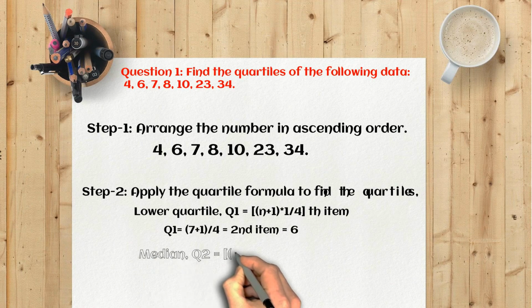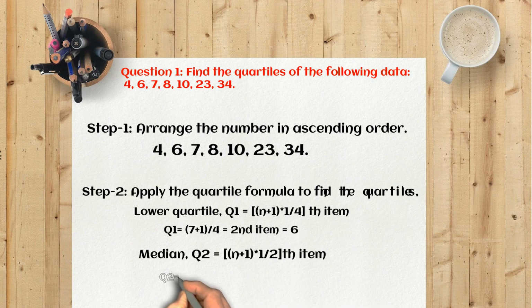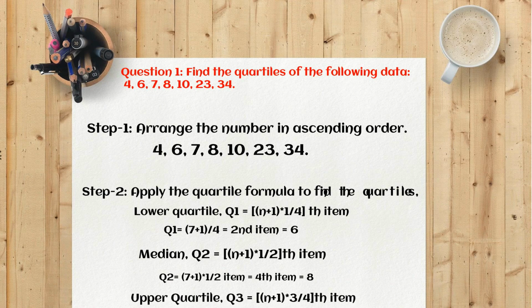Step 2. Apply the quartile formula to find the quartiles. Lower quartile, Q1 equals (n plus 1) multiplied by 1 by 4 th item. Q1 equals (7 plus 1) multiplied by 1 by 4 equals second item equals 6. Median, Q2 equals (n plus 1) multiplied by 1 by 2 th item. Q2 equals (7 plus 1) multiplied by 1 by 2 equals fourth item equals 8. Upper quartile, Q3 equals (n plus 1) multiplied by 3 by 4 th item. Q3 equals (7 plus 1) multiplied by 3 by 4 equals sixth item equals 23.